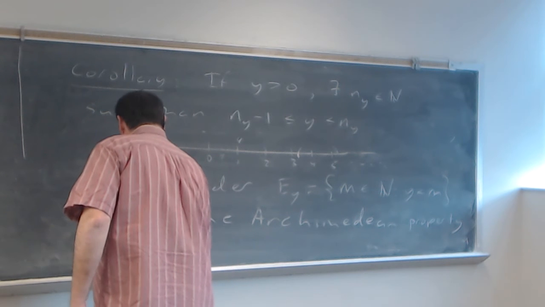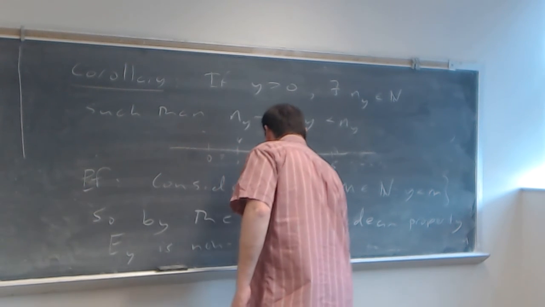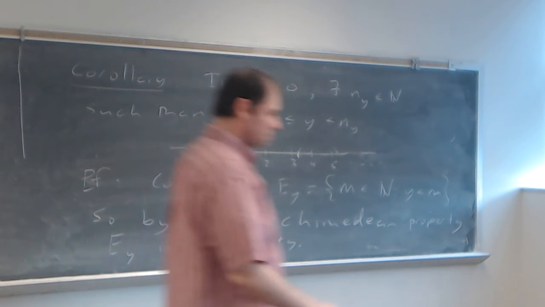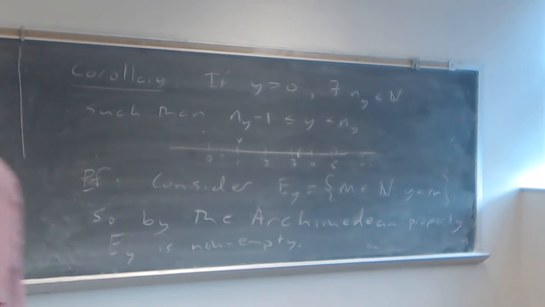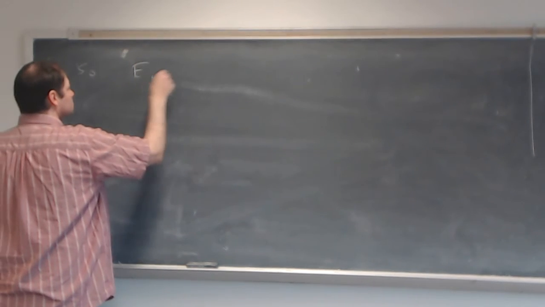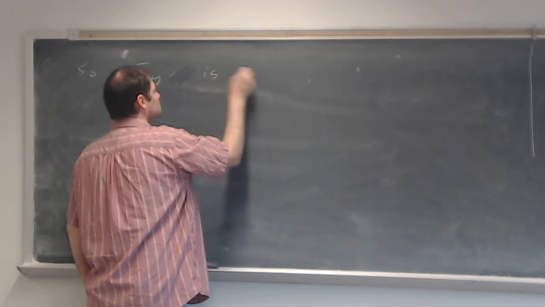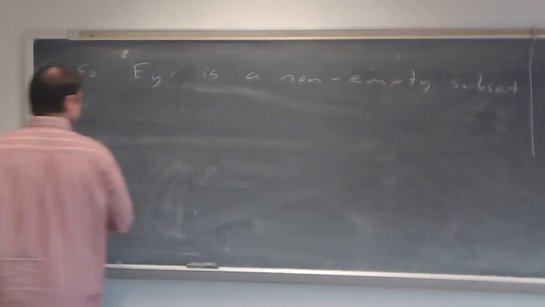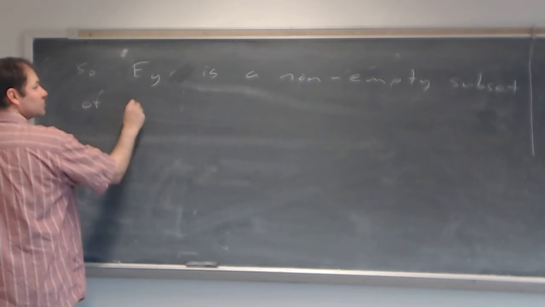E sub y is non-empty. Okay, so there's something in it. And now I'm erasing what I'm going to use next. So E sub y is a non-empty subset of natural numbers.